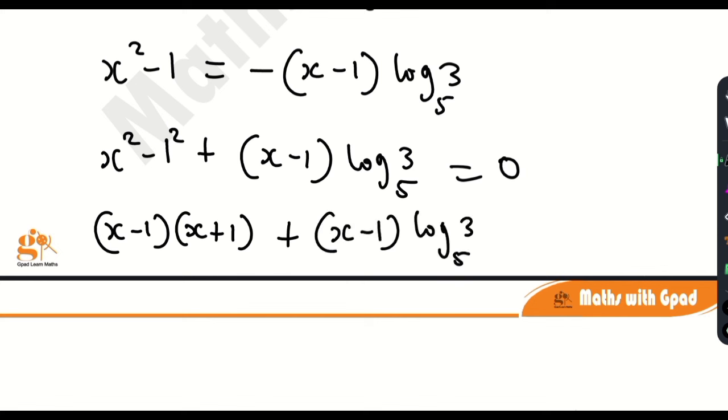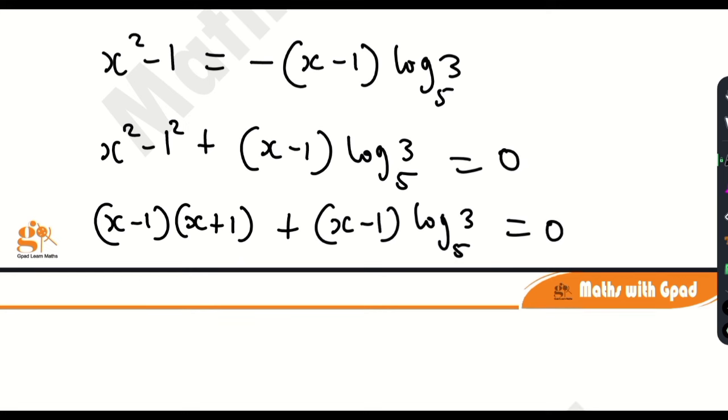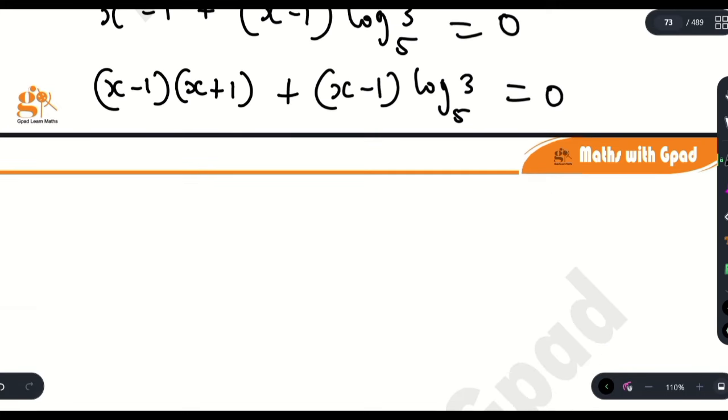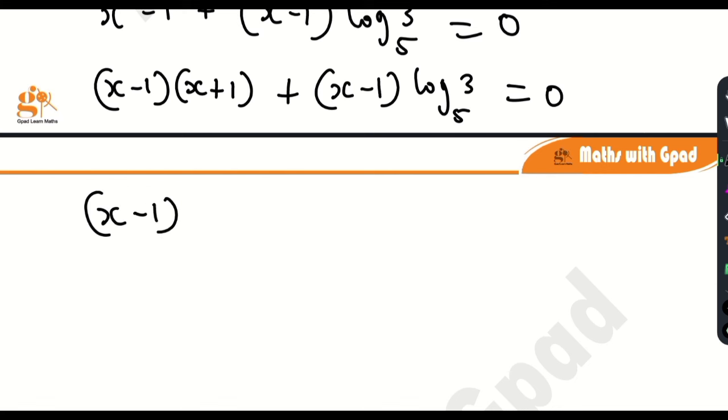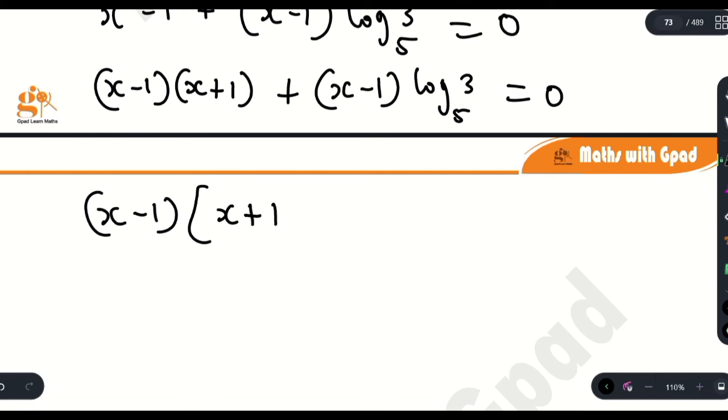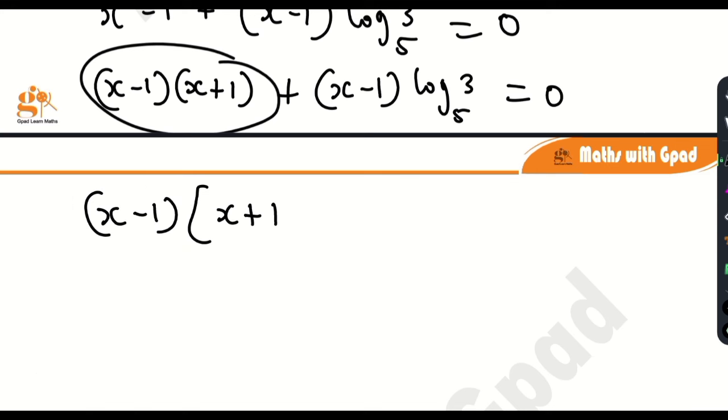3 base 5 is equal to 0. Can you tell me what is common? Look at the two terms. This one is a term, this is another term. What's common? Obviously, x minus 1. So let's factor x minus 1 out. I'm going to have x minus 1, and then x plus 1. Because if you divide this by x minus 1, you're going to have what? x plus 1. So plus the other one.